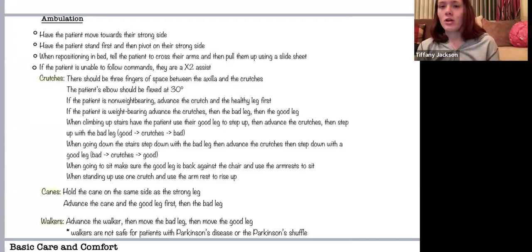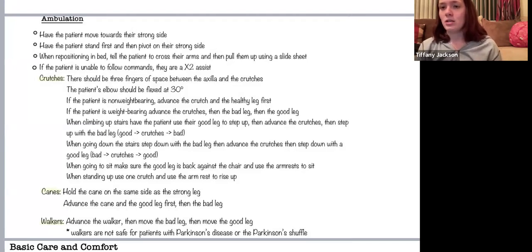When we talk about crutches, we want to make sure that they are properly aligned for the patient. There should be 3 fingers worth of space between our armpit and the crutches. The elbow should be flexed at 30 degrees. It should not be flexed at 45, should not be flexed at 90, 30 degrees. Crutches can be used for weight bearing and non-weight bearing patients.